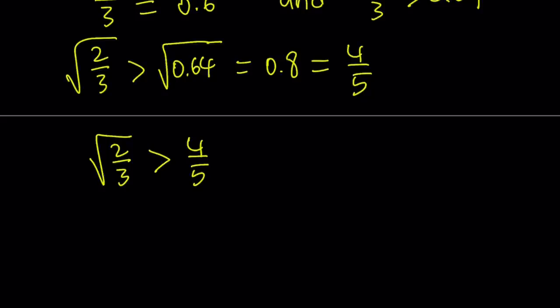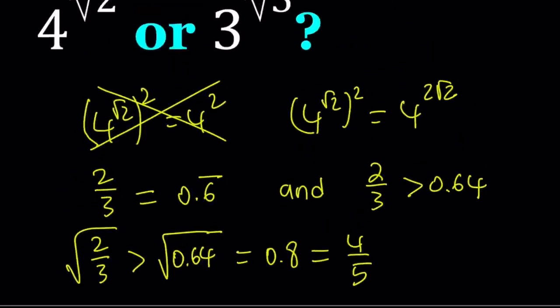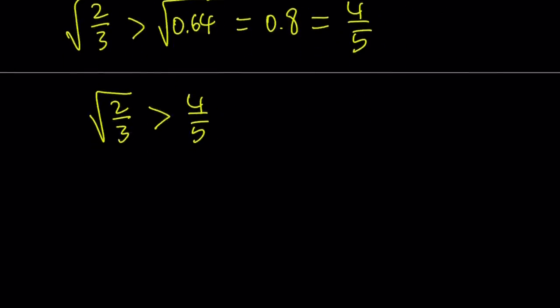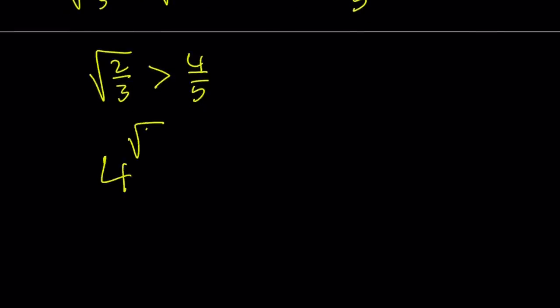Now, how can I use this relationship? Notice that we are trying to compare 4 to the power root 2 with another number. So 2/3 is going to be helpful if I use it with the base 4. So 4 to the power square root of 2/3 is going to be greater than 4 to the power 4/5. You agree? Because the exponent square root of 2/3 is the larger exponent, and when I use it with a base of 4, 4 is greater than 1, this is going to be true.